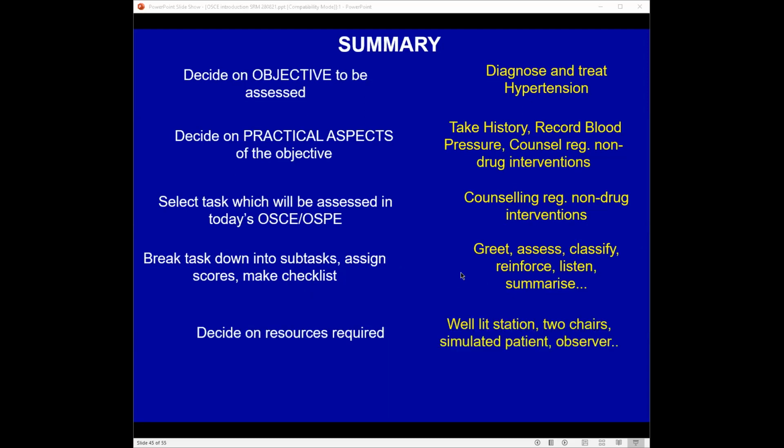Then we decide what do we want. We want a well-lit station. We want two chairs, and we do need a simulated patient because this is a counseling station, and we need an observer who will actually assess on the basis of a checklist. Then we actually make the station, and we have one communication station. So this is just how we set up an OSCE exam, right?